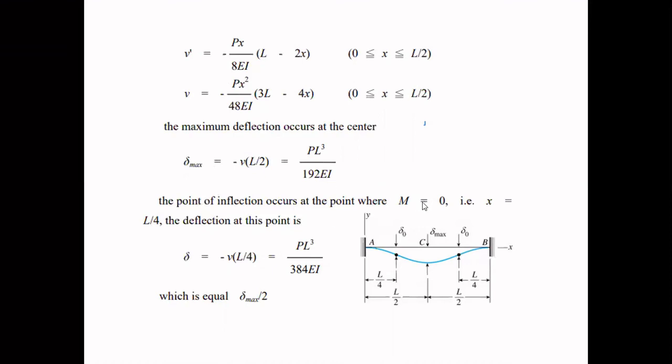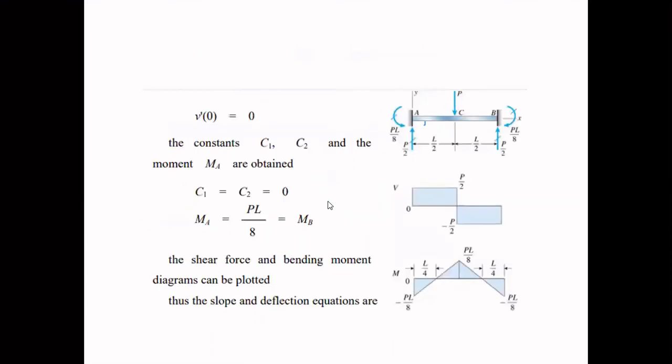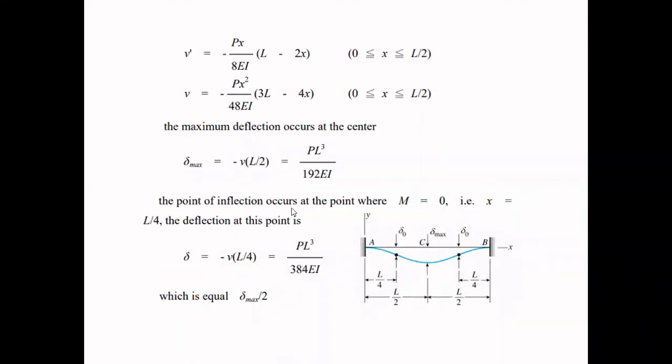Similarly, the point of inflection occurs at the point where M is equal to 0. Obviously, the point where M is equal to 0 is the point of inflection. So the point of inflection will be where the moment is 0. So moment is 0 at the center, so it will be at L by 2. Moment is 0 at x is equal to L by 4, and we need to calculate the deflection at the point of inflection over here.